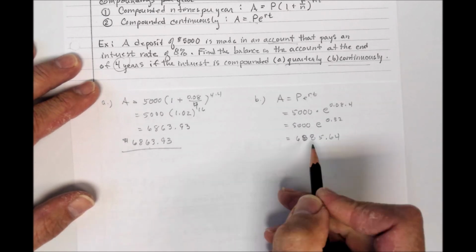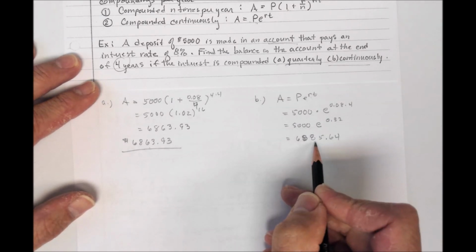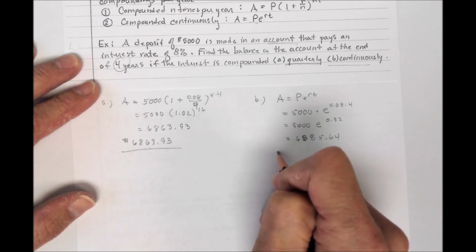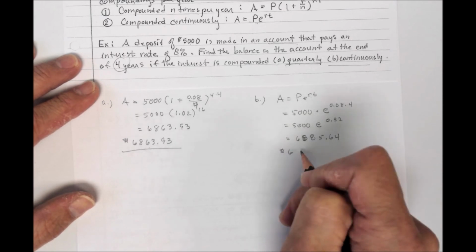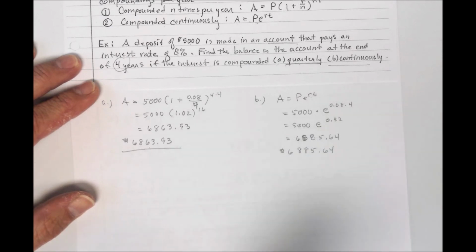So it's a little bit more. It looks like about an extra $22. So they would have had in their account $6,885.64.